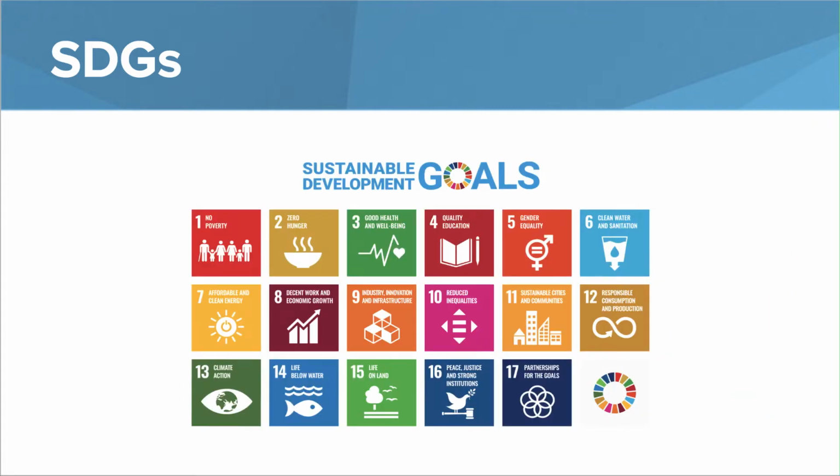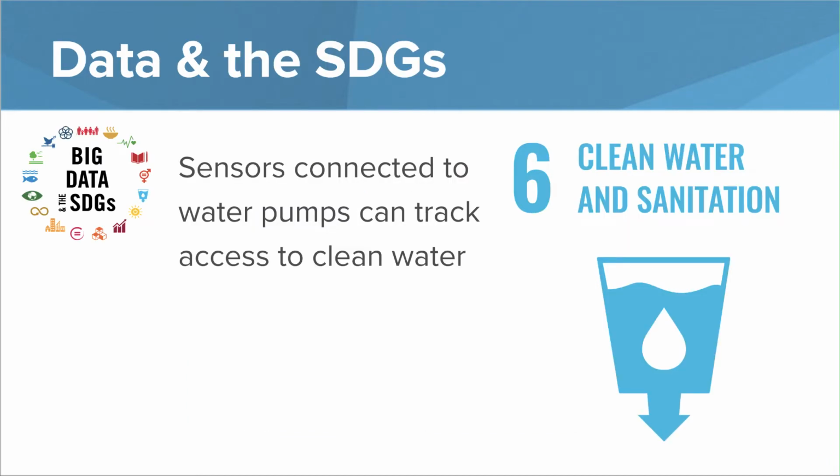Among the 17 SDGs are important environmental issues that we are facing and that need to be addressed. With the help of digital technology such as data and new analytical approaches, we're able to make quicker and more efficient decisions for addressing them. Let's take a look at how data is being collected for some of these goals.